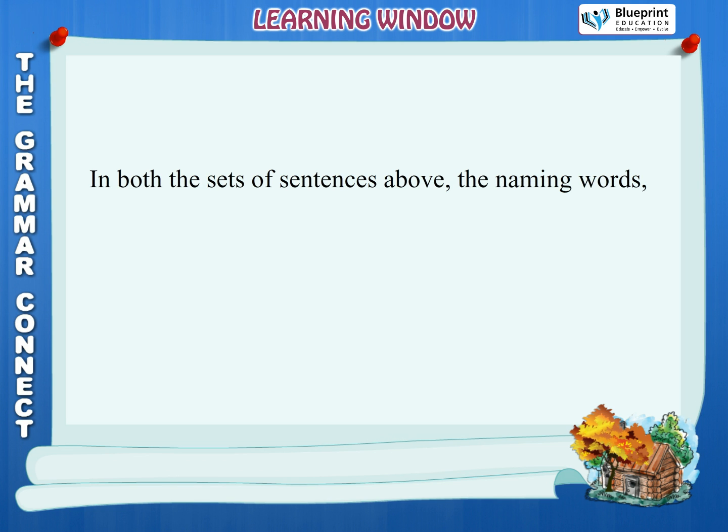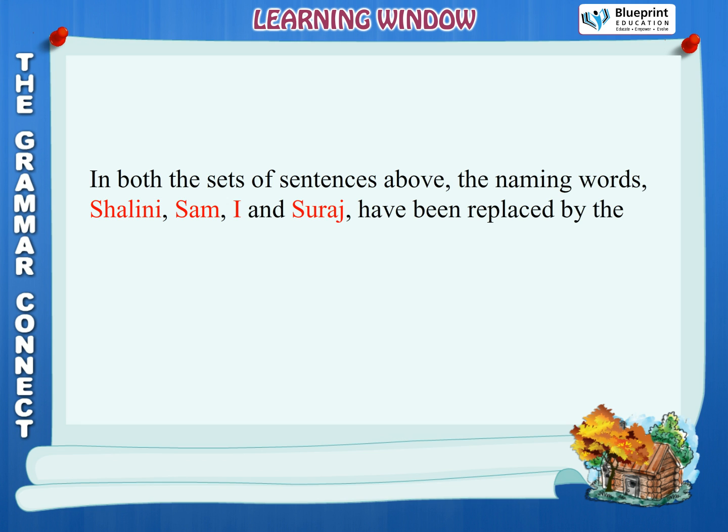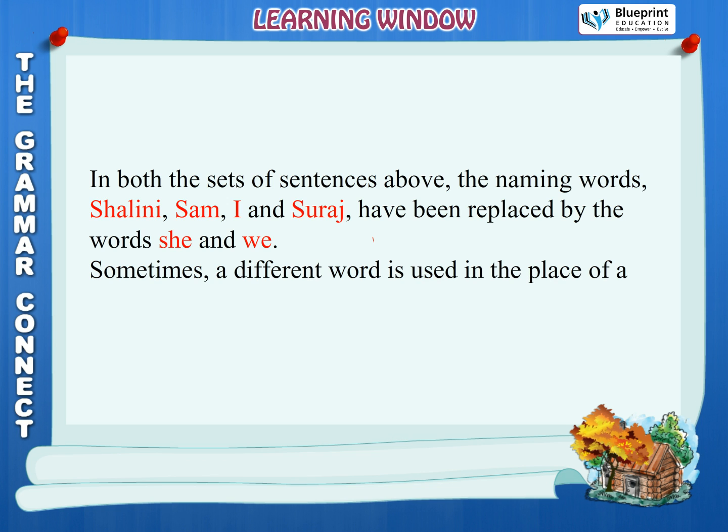Learning window. In both the sets of sentences above, the naming words Shalini, Sam, I and Suraj have been replaced by the words she and we. Sometimes a different word is used in place of a naming word.